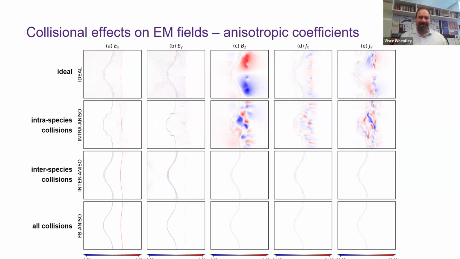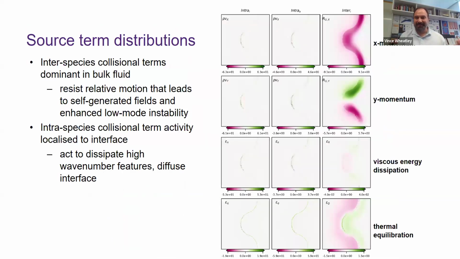The reason why all of these effects are occurring is that when we turn on the interspecies collisions, these currents, which are due to the relative motion between the species, are being greatly diminished, which kills off the self-generated fields which were driving that enhanced instability. There are still fields present, but their order of magnitude is weaker in the bulk of the plasma than in the non-collisional case, the ideal case.